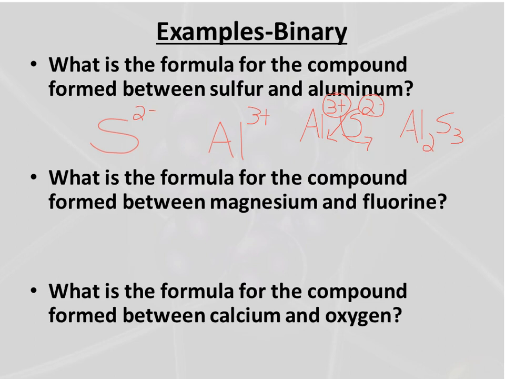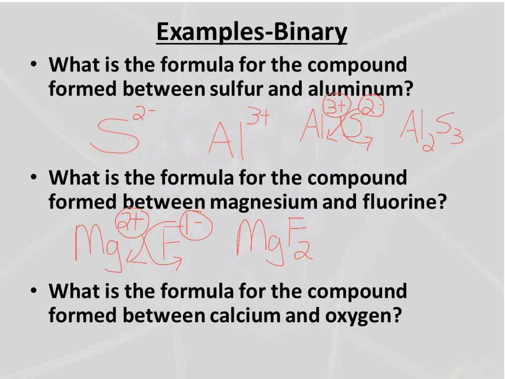All right, another example is magnesium and fluorine. Magnesium is Mg. Look on your chart, it's in the 2 plus column. Fluorine is F, and it's in the 1 minus column. We've got them in the correct order, positive first, negative second. Now we're going to swap and drop. So it's going to be Mg with an understood 1, so we don't write that, but you can if it helps you when you first start this process. You can write a 1 down there. F2, okay? The 2 went to the F, the 1 went to the Mg. So MgF2, there's your formula.